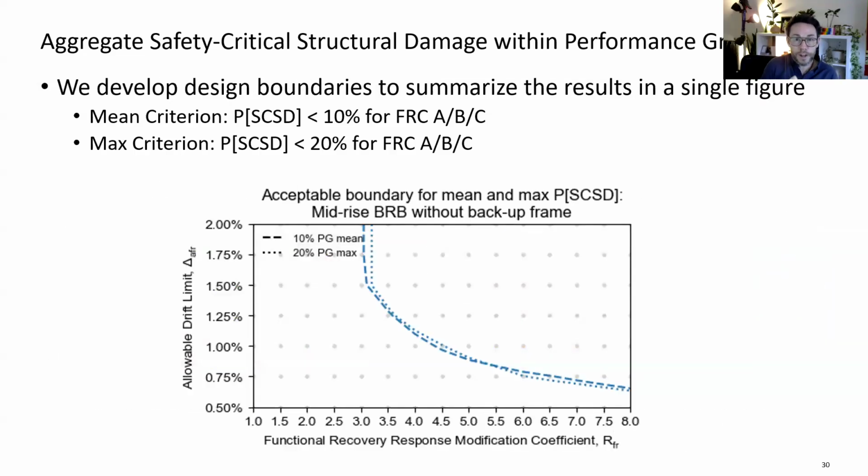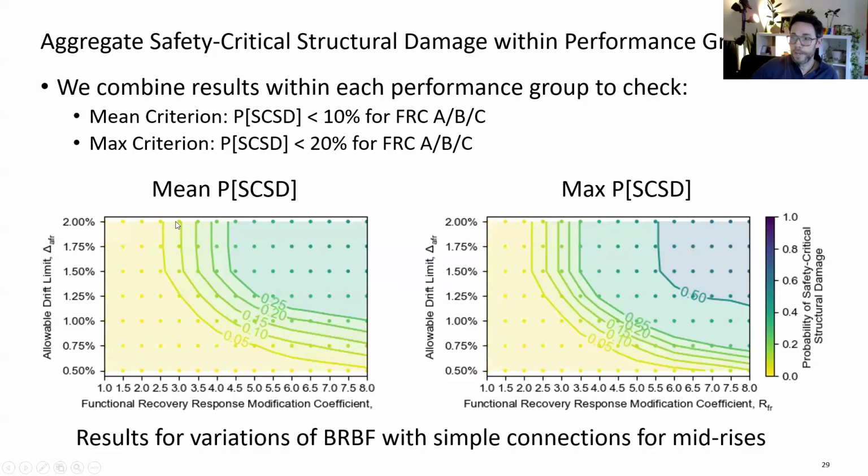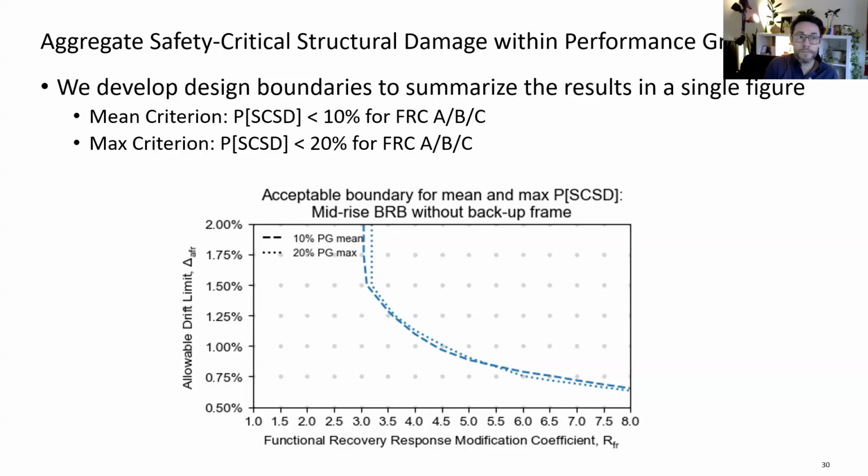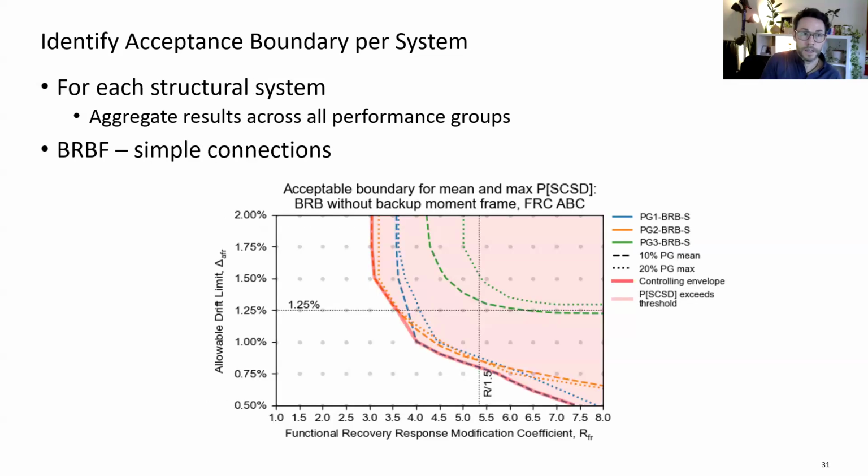So to streamline this process, what we can actually try to do is group all this into a single figure as opposed to having to look and do multiple checks across different figures. Essentially all I've done here is isolate the 10% contour from the mean results and isolate the 20% contour from the maximum results, right? So you might gather what we're doing is saying mean results, 10% contour, max results, 20% contour, bring both of those together, and we have an easier way to check for a combination of RFR and drift limit that passes both criteria. Now, this is still just for one performance group.